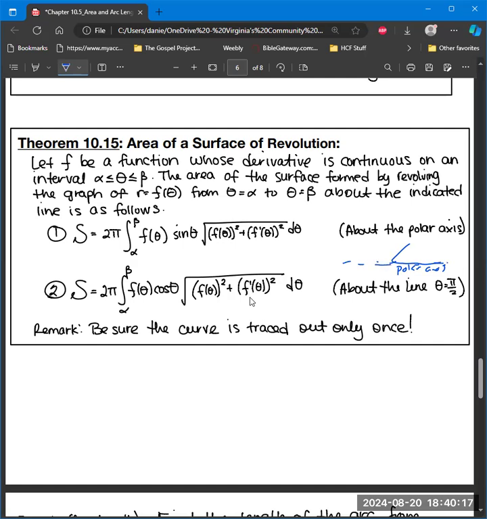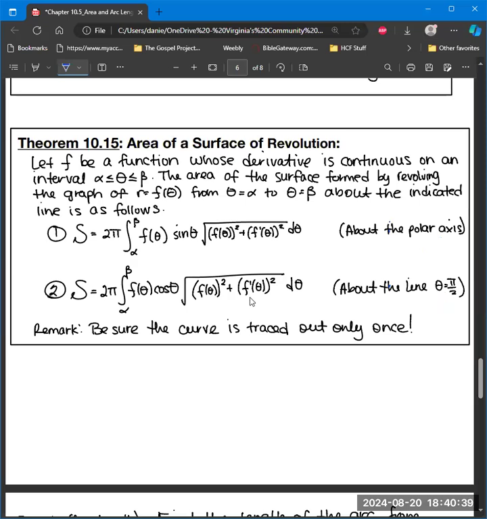Or we can go through the line theta equals 2. So this is kind of like our horizontal axis, and this is like our vertical axis. For the second one, it's like whether we're rotating around y equals 0 or whether we're rotating around x equals 0. It's kind of what this is like.